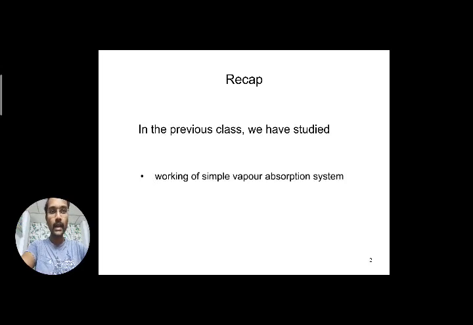and we have seen the line diagram of the simple vapor absorption system. I hope you have understood it in the previous video session. We have seen some videos regarding that, practically how the system is established and how it gets the cooling effect. All the demonstration you have seen in that video.